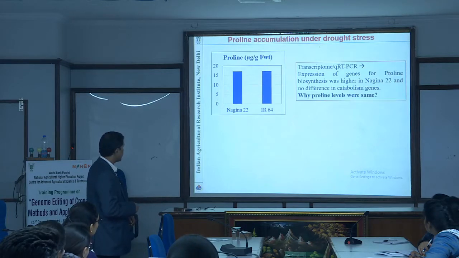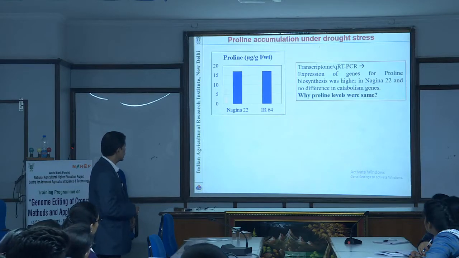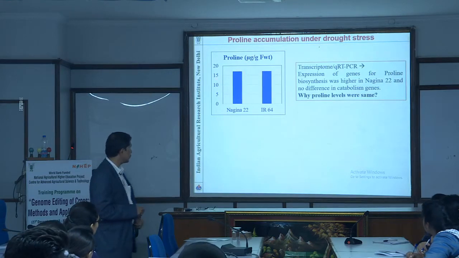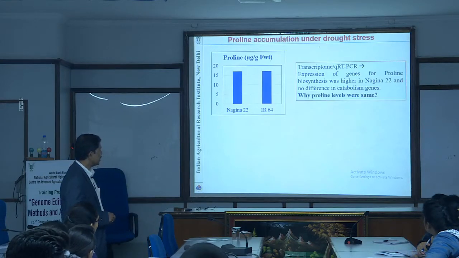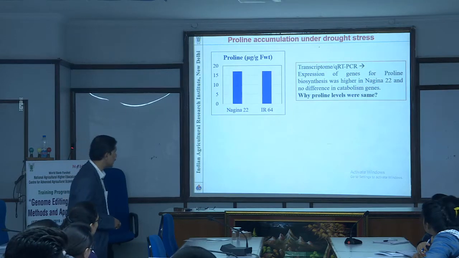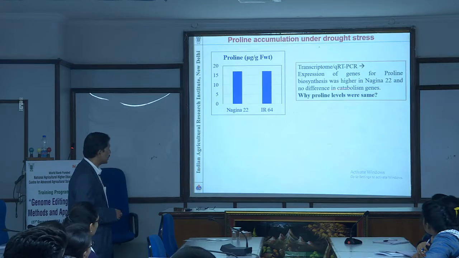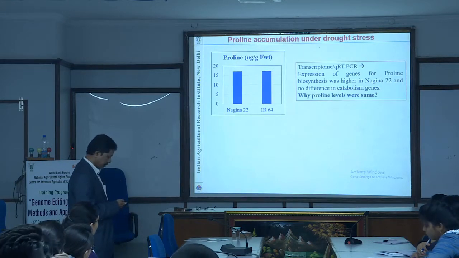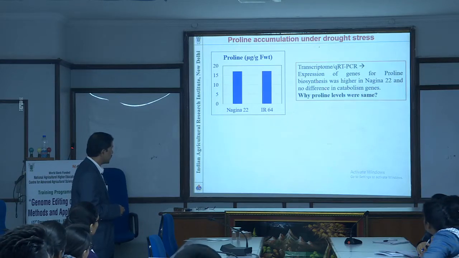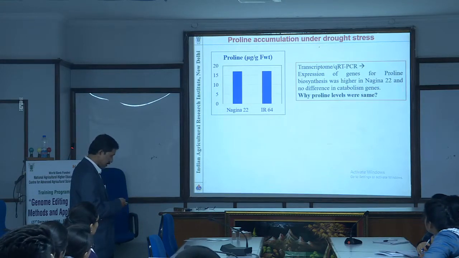And in the proline content, he did not see any difference between the genotypes. So both the genotypes accumulated, this is under drought stress, about 17-18 microgram per gram fresh weight of the leaf. But the expression of genes for proline biosynthesis was higher in Nagina 22, and there was no difference in the genes coding for proline catabolism. So there was a difficulty in explaining the results.